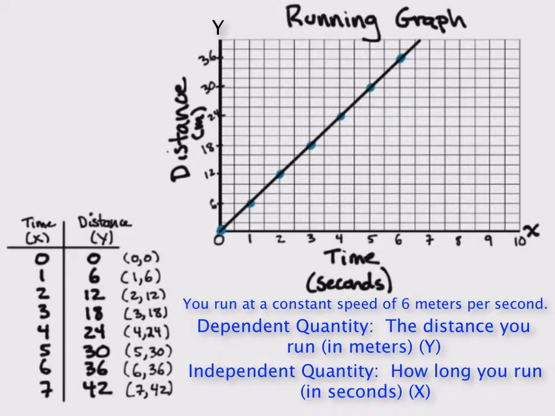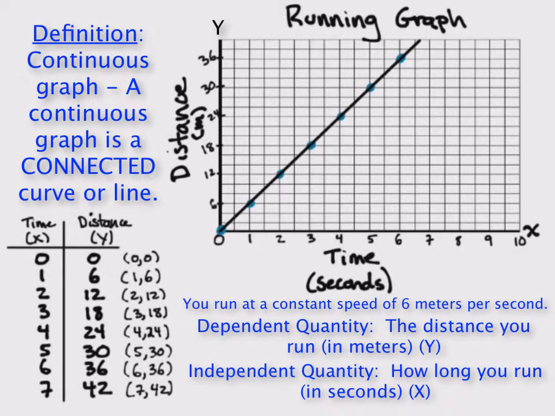It's not like you just magically appear 6 meters farther ahead the next second. You are constantly running maybe an inch at a time, or a centimeter at a time, or a millimeter at a time, for every small enough piece of time. So in this case, it does make sense to connect our dots and draw a continuous graph. And a continuous graph is a connected curve or line.